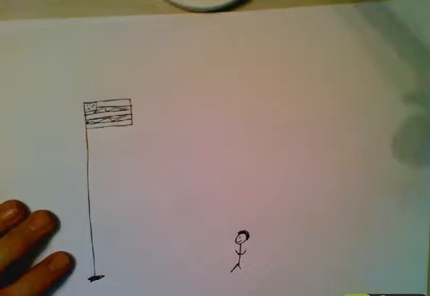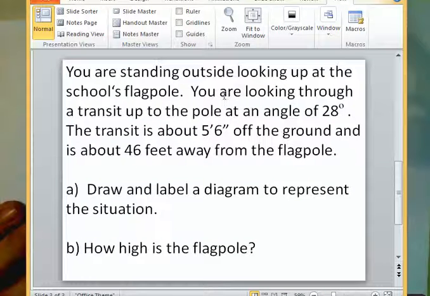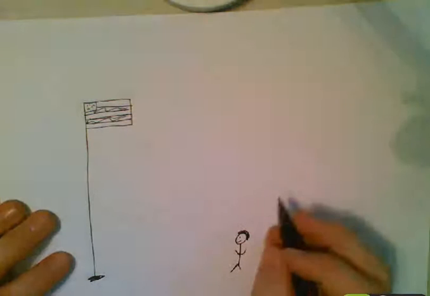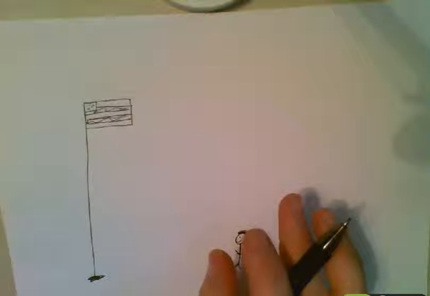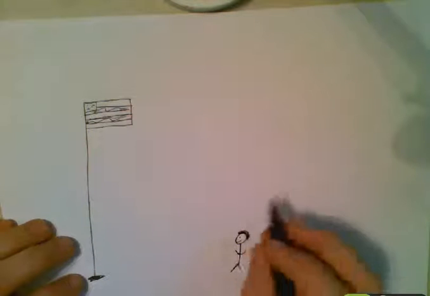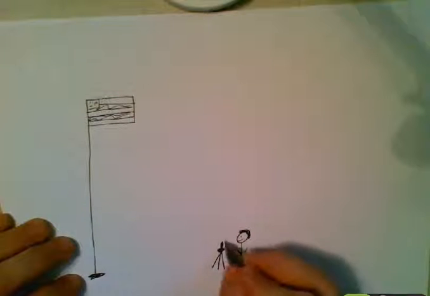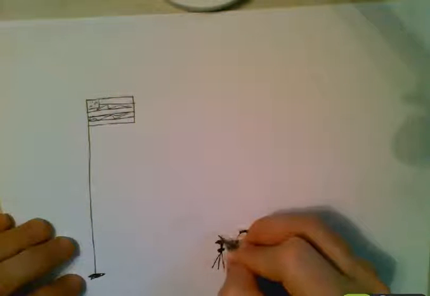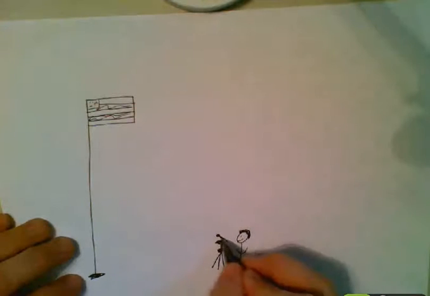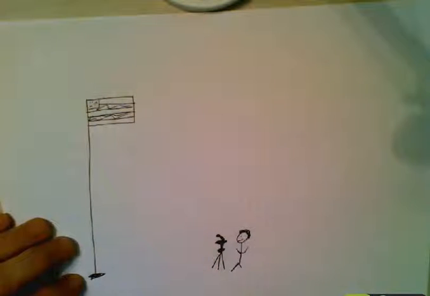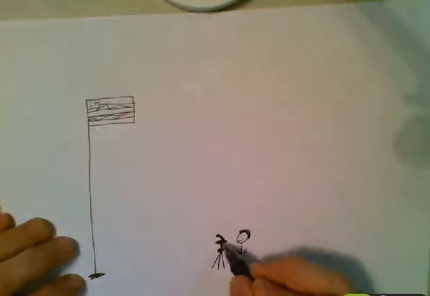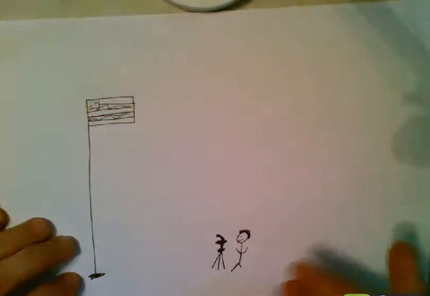Okay? And alright, so what's next? They say we're just looking up at it. Fantastic. You are looking through a transit up to the pole at an angle of 28 degrees. Okay, so a transit is a tool that the engineers use. You ever see on the side of the road where the guys are looking through what's on a tripod? It almost looks like they're looking through a camera. That's actually a transit. It usually is on a tripod, and it's got some kind of adjustable pole that you can make higher or lower. It's almost a telescope, but it has the ability to look through and measure angles. So if you're looking through it, you can actually measure the angle of elevation of whatever you're looking at. That's not the best picture of a transit, but it's basically something you could look through. It's almost like a protractor, but a lot more accurate.